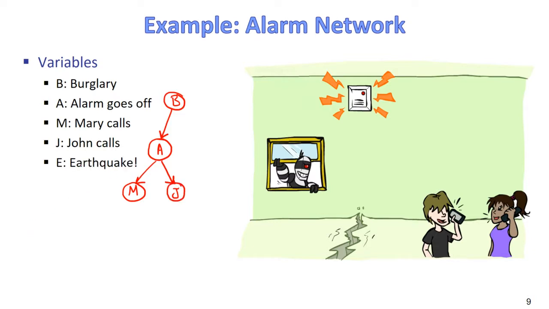Then there is an earthquake. Where can we model the earthquake here? We can think that sometimes the alarm goes off or sounds if there is an earthquake. It will be a false alarm in this case, probably, because the alarm here is for burglary, but it can happen, right? So we can think that the earthquake causes the alarm to go off, to sound. So that's the network for this environment. Any question about that?